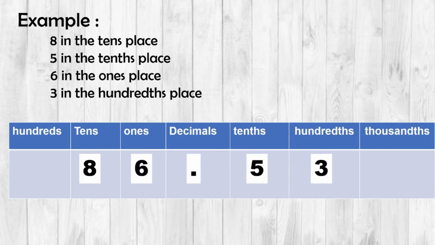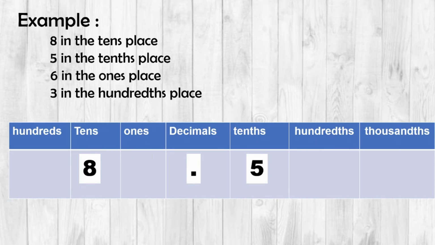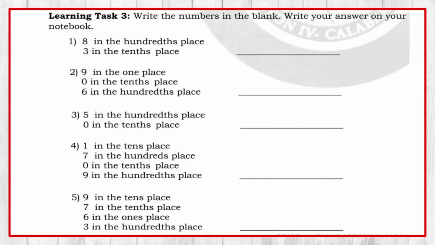Okay? So, meron na tayong 86.53 or 86 and 53 hundredths. Ganito nyo siya isusulat. Ganyan po ang magiging sagot sa Learning Task 3. Okay? Para hindi malito, gumawa muna ng table para ilagay nyo ng paisa-isa ang kada number sa kanilang mga place value. I hope natandaan yung Learning Task 3. Ayan. Ganun lang po ang inyong gagawin.